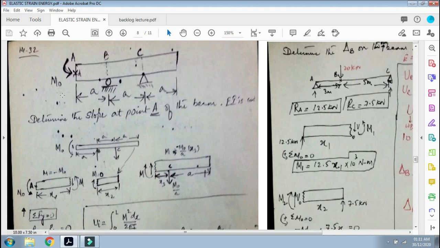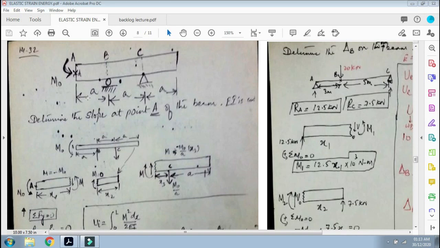Now this numerical is located, this is a beam. At point B you have a roller support, at point C you have a pin support. Now determine the slope at point A of the beam. EI is constant. This is the point A, you need to find the slope.